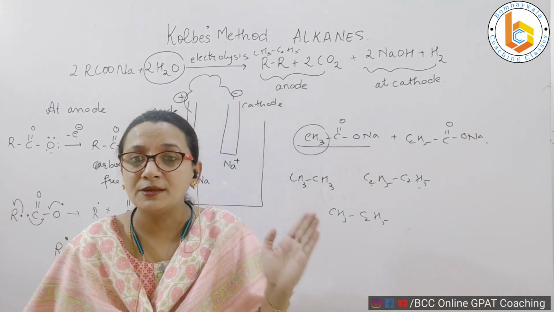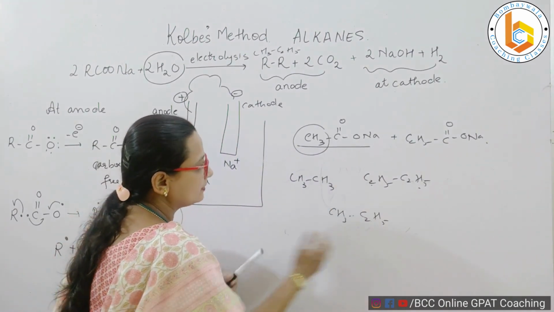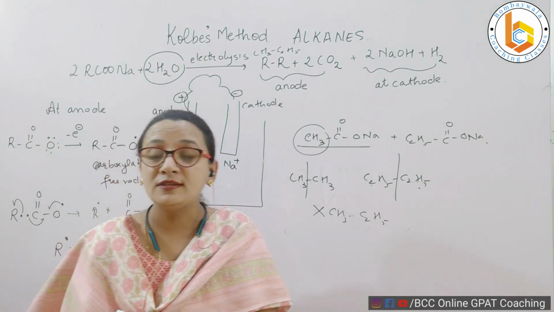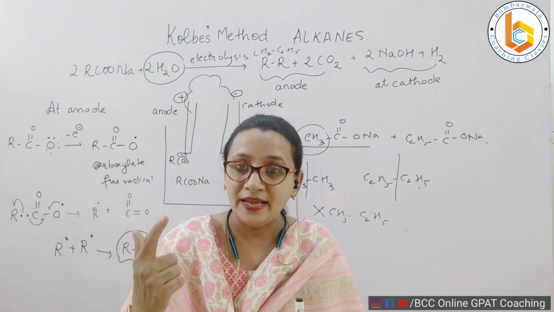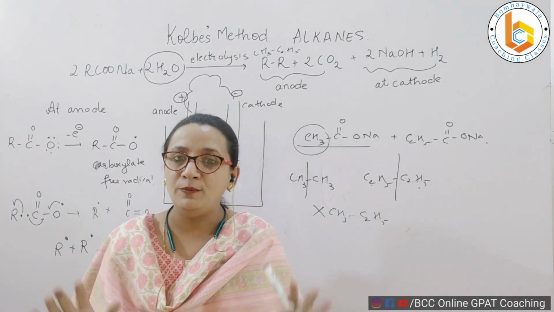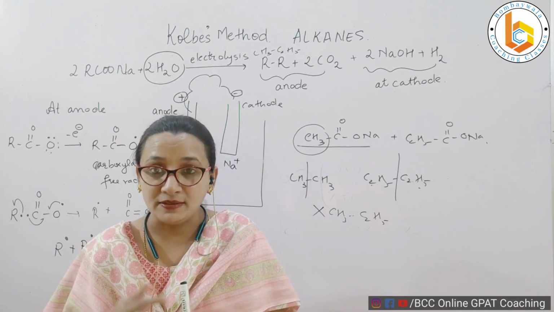Right? Unsymmetrical alkanes, what does it mean? The ones that we cannot divide into two equal parts, we cannot break this. You can break this, you can break this, you cannot break this. So if you want to synthesize propane, pentane, heptane, nonane, you cannot use the Kolbe method. This is all about the Kolbe method.